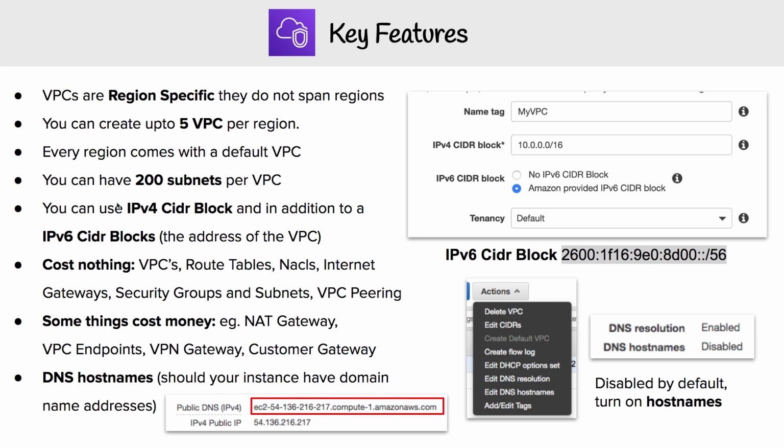You can create, as we said here, a CIDR block. You actually have to create one. It's a requirement. And in addition to that, you can provide an IPv6 CIDR block.